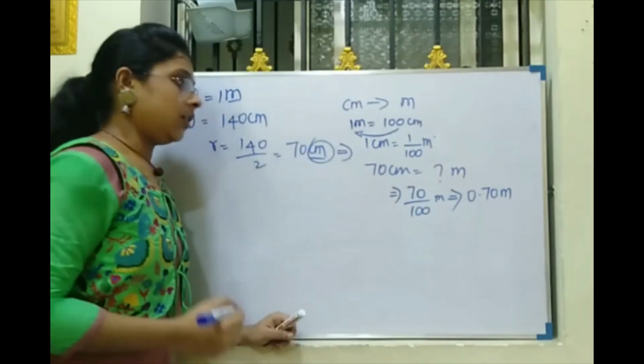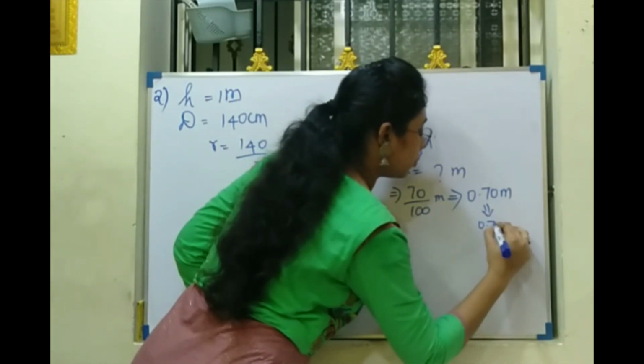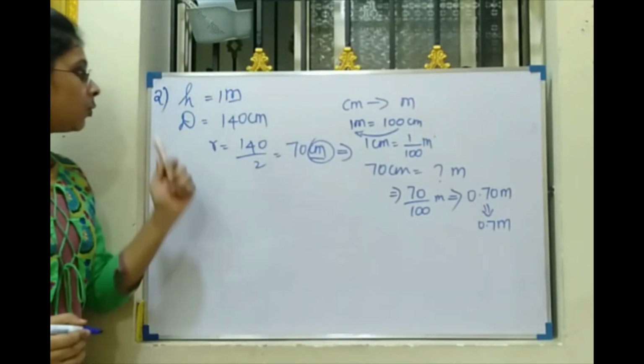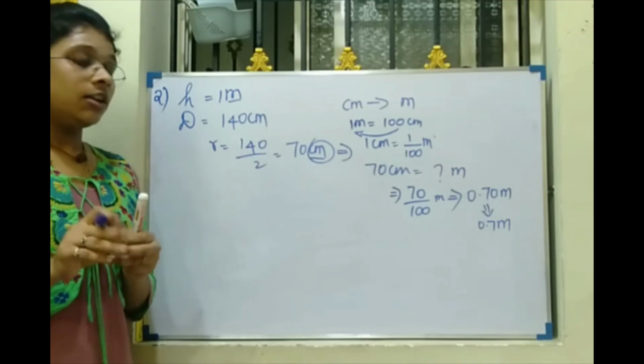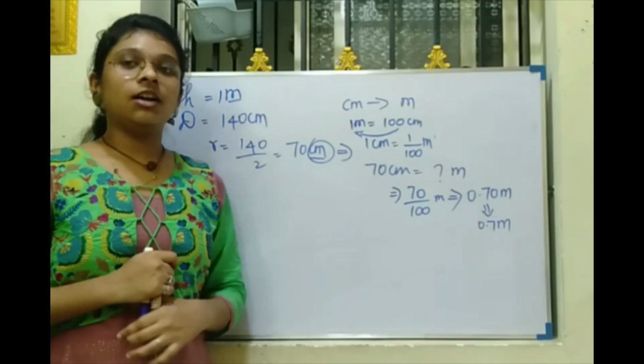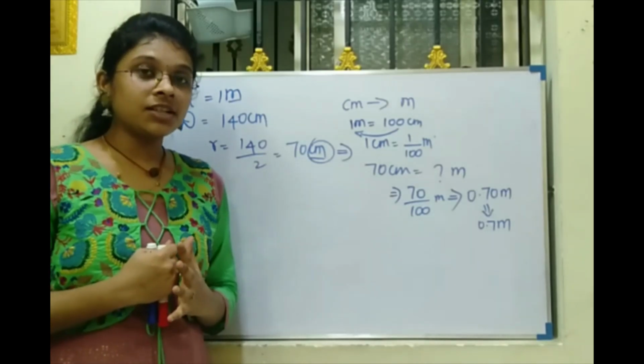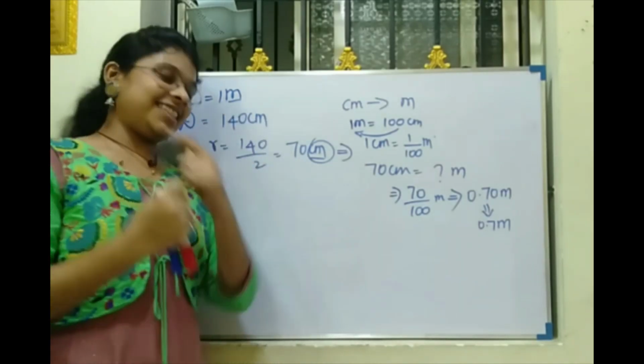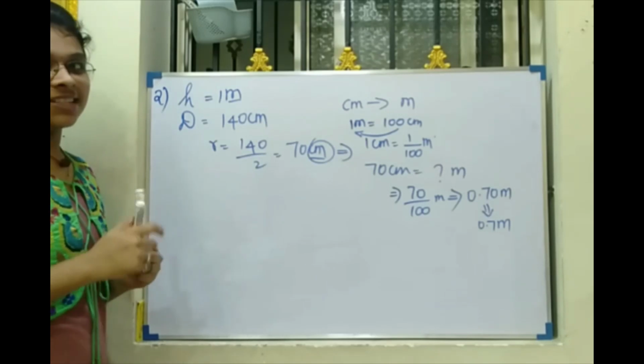0.70 meter. We can write this as 0.7 meter. So we know what is height, what is radius. Now, what we have to find? Yes, total surface area of the cylinder. So what is the formula for total surface area of cylinder? Yes, 2 pi r into r plus h.